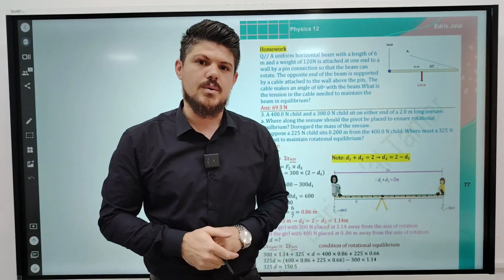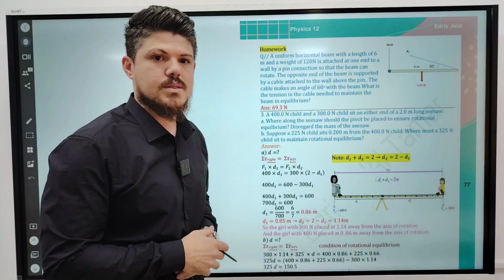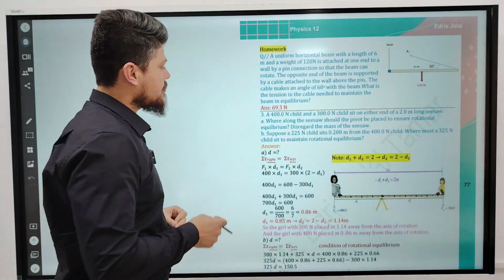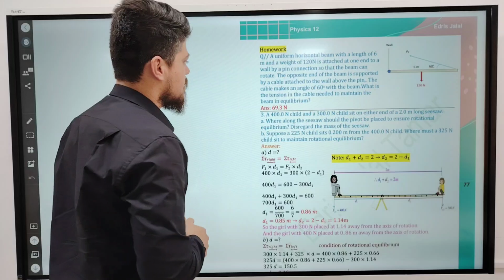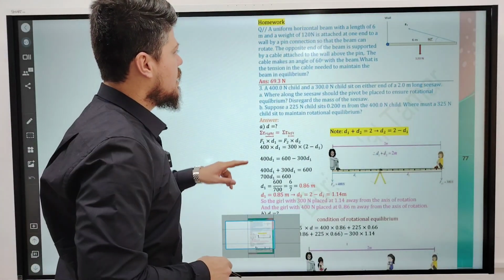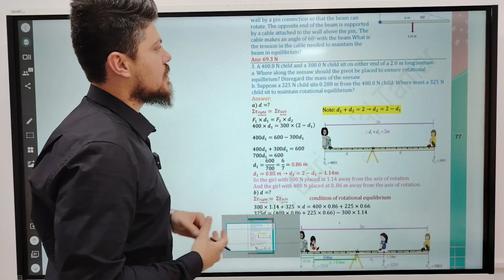On today's lesson, we are going to solve the other questions related to rotational and translational equilibrium. In a previous lesson, we solved some questions in the practice and some questions in the chapter review. And we are still continuing to solve the other questions.